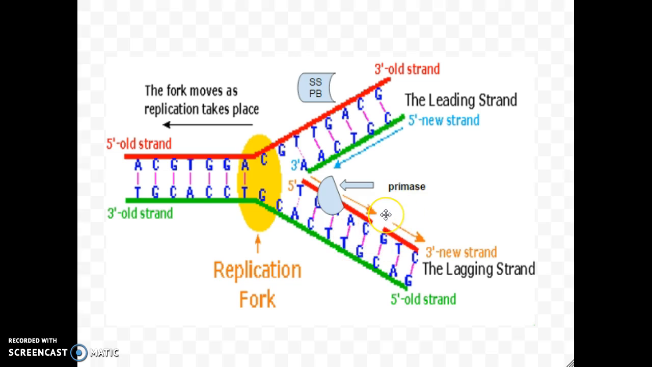Each Okazaki fragment requires a separate RNA primer, which is enzymatically replaced with the appropriate DNA nucleotides, and the individual Okazaki fragments are then bonded together into complementary strands.